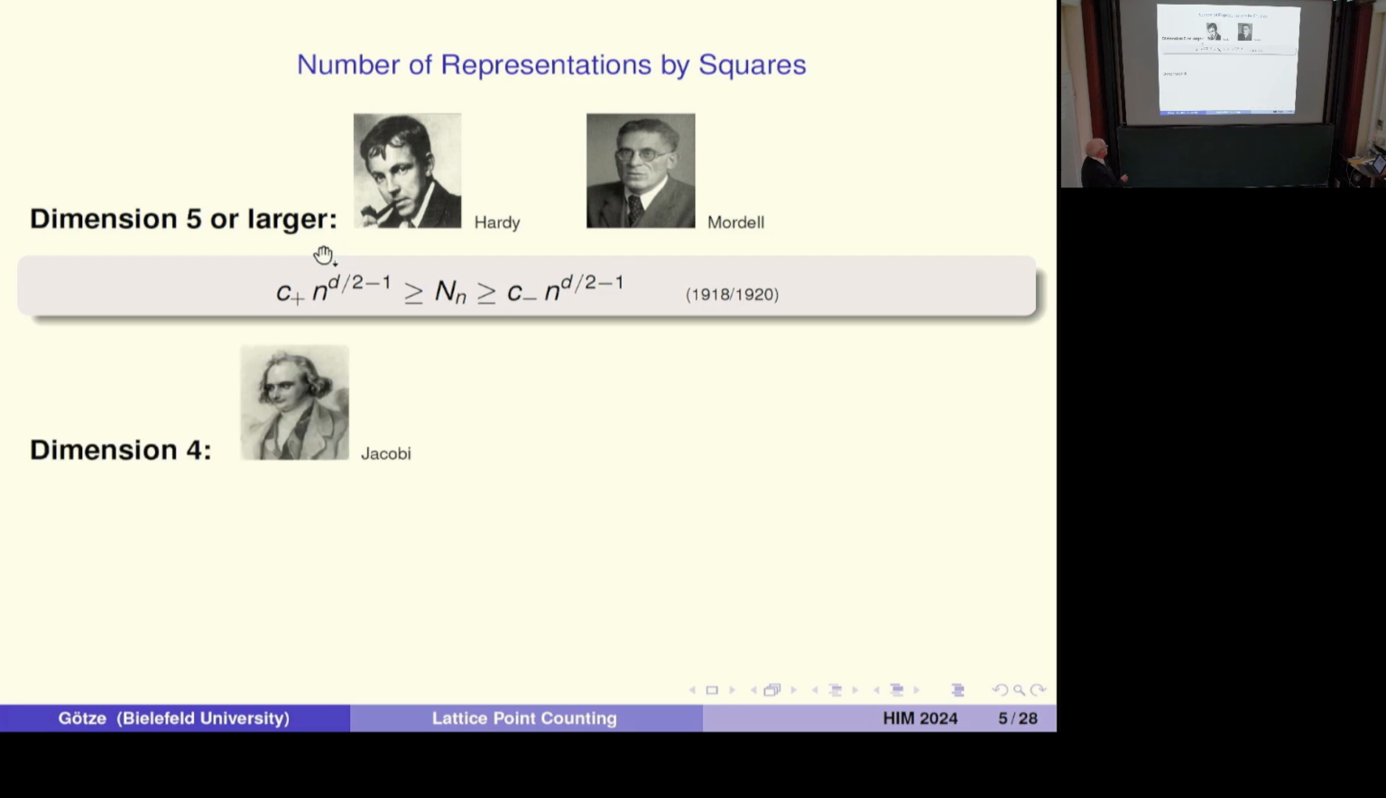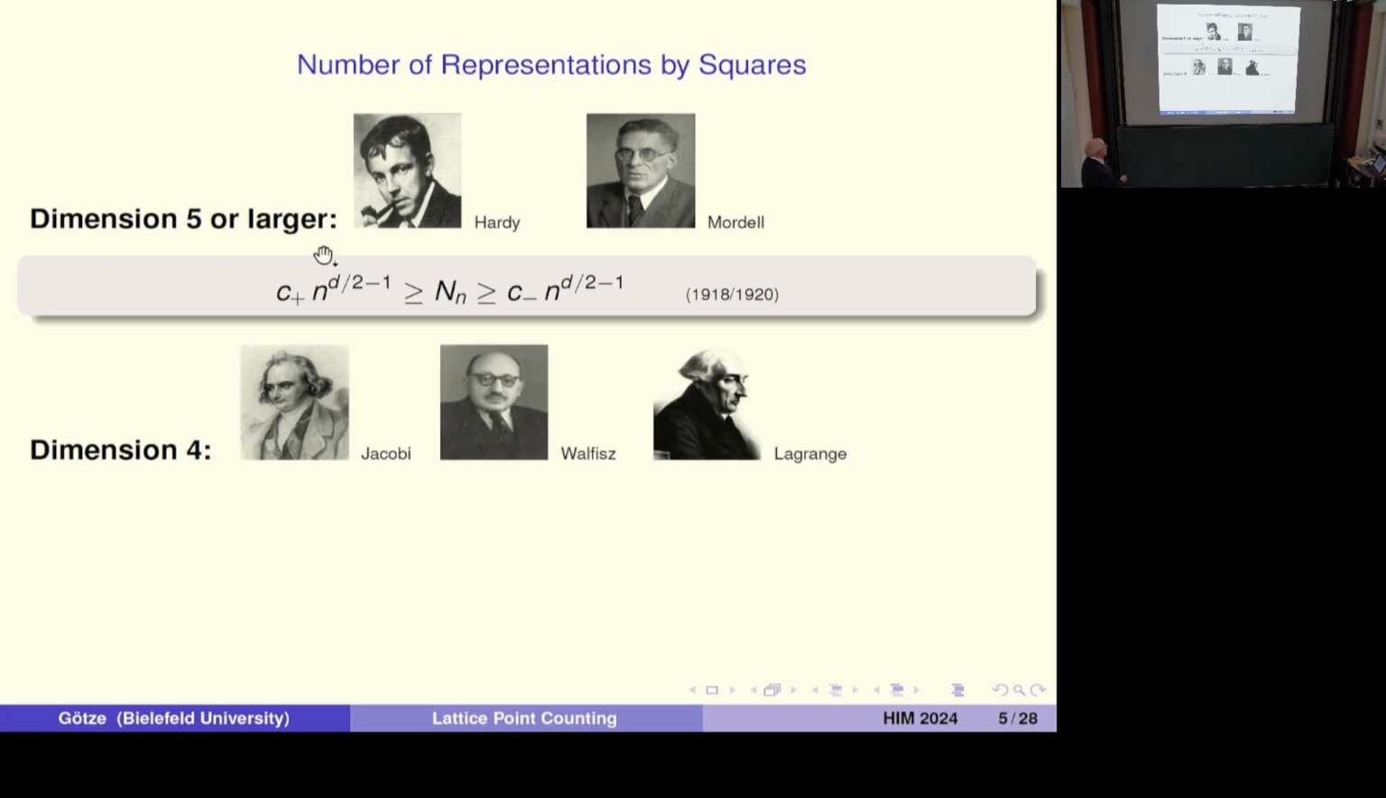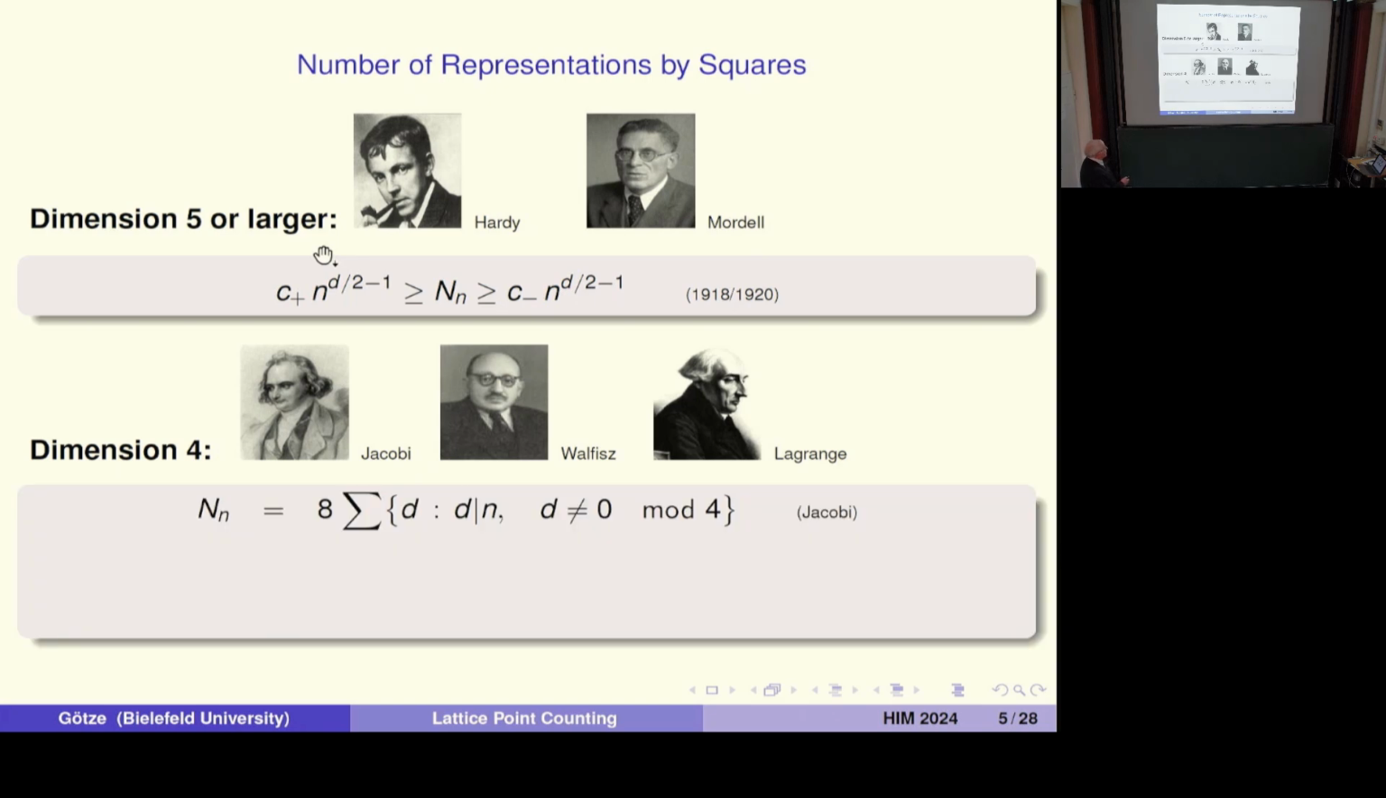Now going a little bit deeper in dimension, we come to Lagrange, Jacobi, and Walfisz. And Lagrange said every number is a sum of 4 squares of integers. Fine.